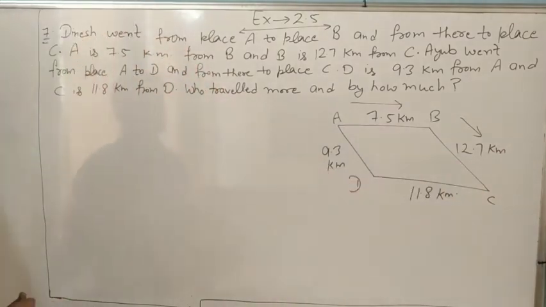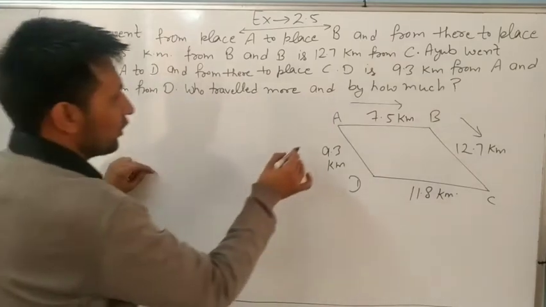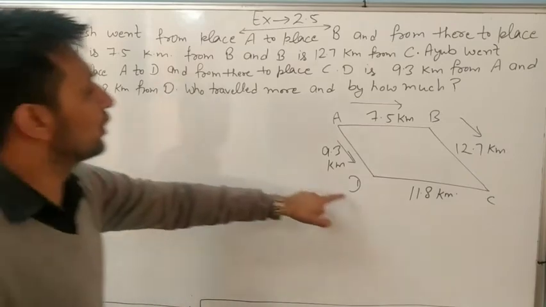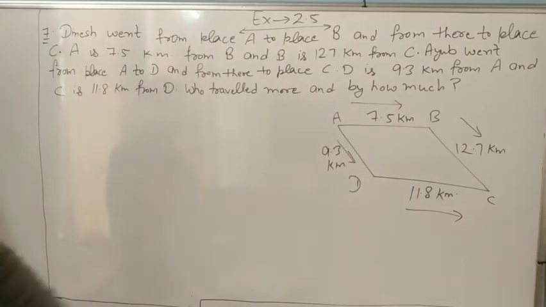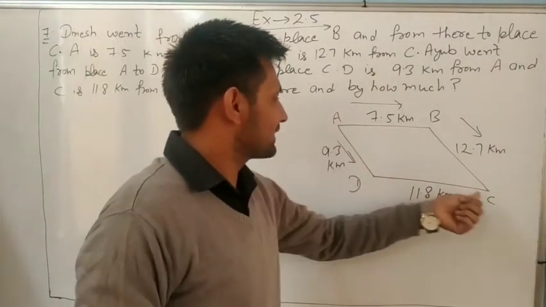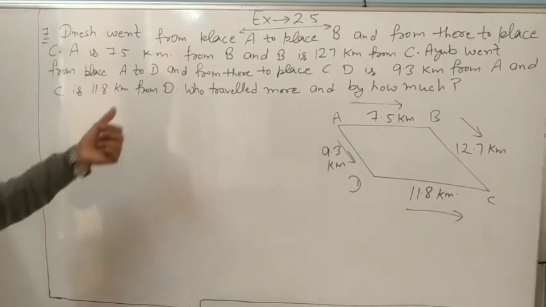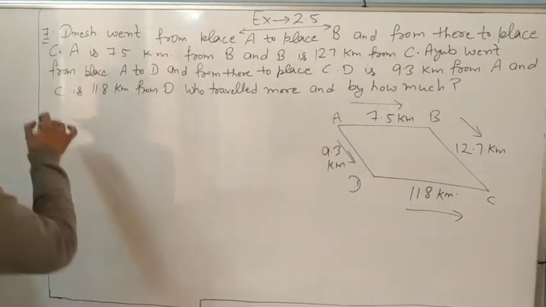One more, his friend Ayub went from place A to D. Ayub went A to D and D to place C. D is 9.3 kilometer from A and C is 11.8 kilometer from D. We have to find who traveled more. Who traveled more? So what we will do?